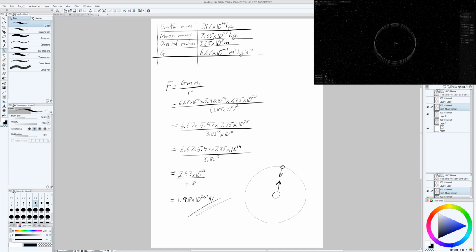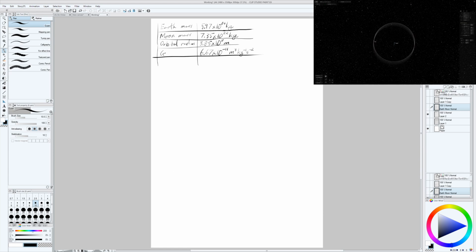So you can pause the video and have a read through that. That is the working for figuring out the gravitational force if the Earth is the same mass as normal and if the Moon is the same mass as normal. So if we get rid of all that though, let's try and figure out what this new force is going to be.